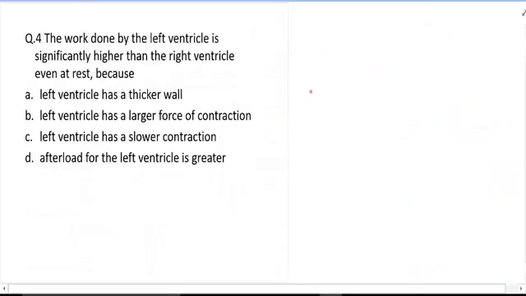The work done by the left ventricle is significantly higher than the right ventricle even at rest because the work done. What is the definition of work done? Work done is stroke volume into the mean arterial pressure.